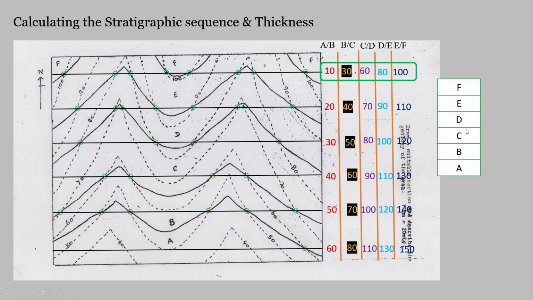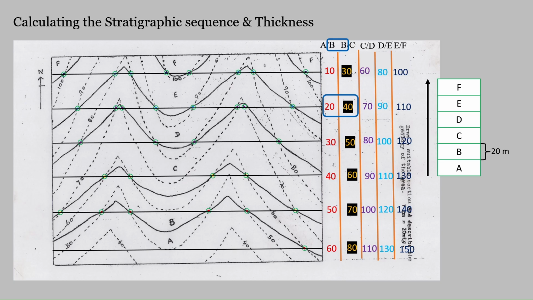So if you consider the B bed, you should know at what depth A meets B, and at what depth B meets C. So this will give two different heights, and the difference will be the thickness of B, right? So let us consider A and B as well as B and C. AB is meeting at 20 meter depth and BC is meeting at 40 meter depth. So the difference will be 20 meter, and hence the thickness of B is 20 meter.